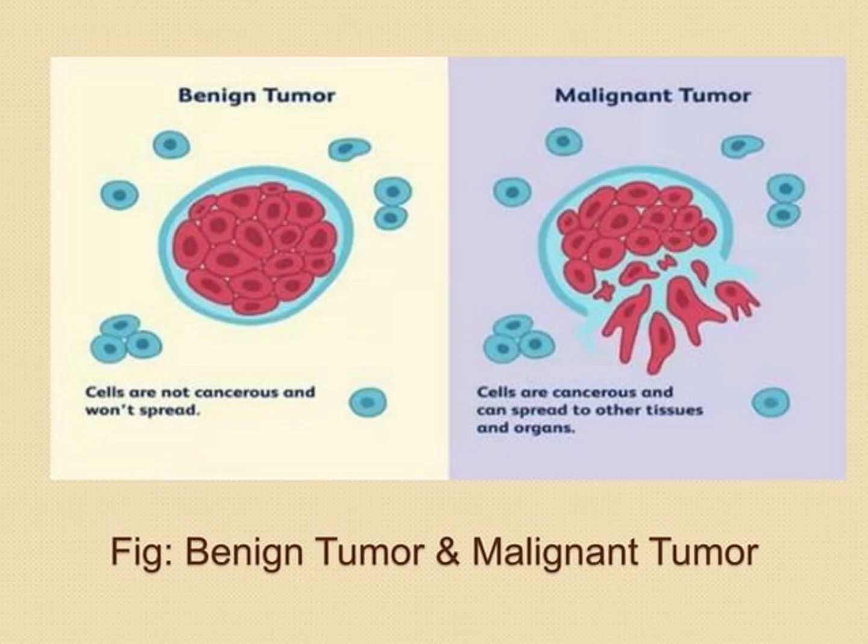And here also we can see the difference between benign tumor and malignant tumor. In benign tumor, cells are not cancerous and won't spread. Regarding malignant tumor, cells are cancerous and can spread to other tissues and organs.